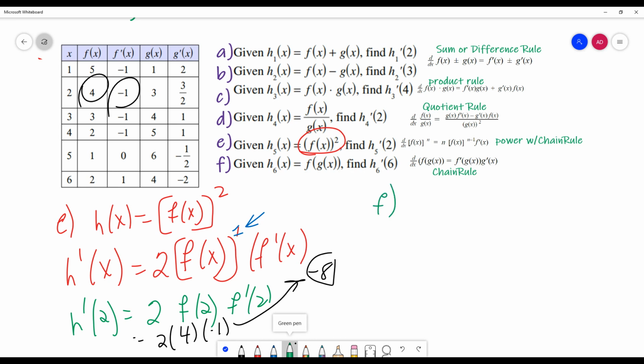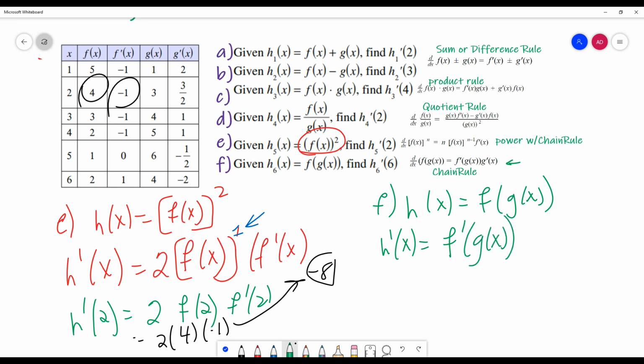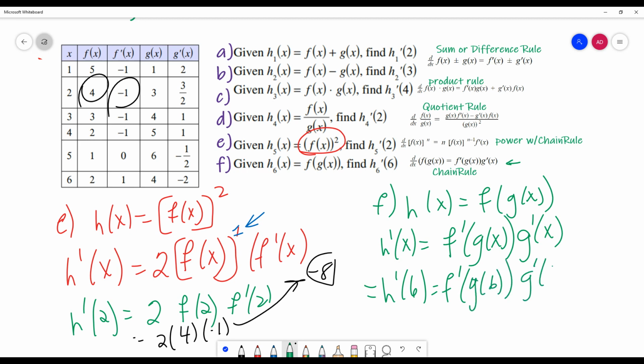Now look at F. F is like an in-depth chain rule, all in action, and that's why I wrote this one right here, okay? So here we go. If h of x is equal to the composition of two functions, that means that h prime is the derivative of the outer with the inner inside, of course, times the derivative of the inner, okay? So when I go to find h prime of 6, I get f prime of g of 6, look at that, times g prime of 6. Because remember, what we're doing is we plug 6 everywhere you see an x, okay?